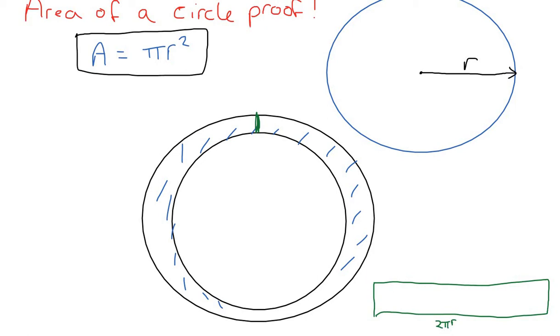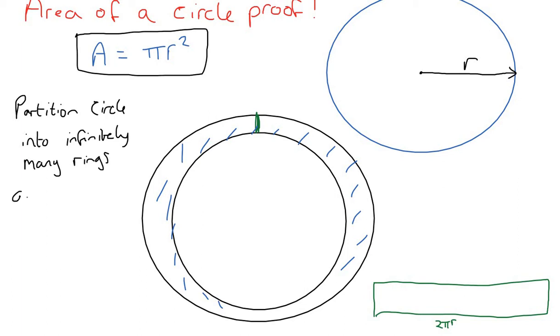So, here's what we're going to do. We're going to partition the circle into infinitely many rings, and I'll explain what I mean by infinitely many rings in a moment, and then unravel each ring. Okay, and this might seem really abstract at the moment, but this is more for intuition rather than being a rigorous proof, so just bear with me.